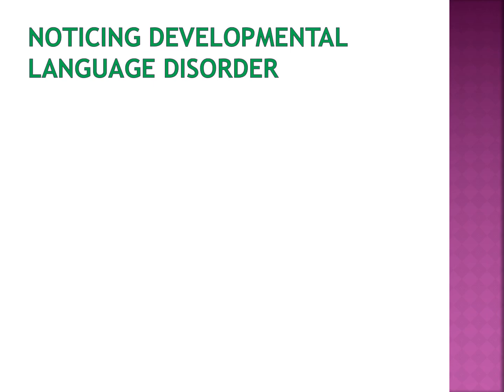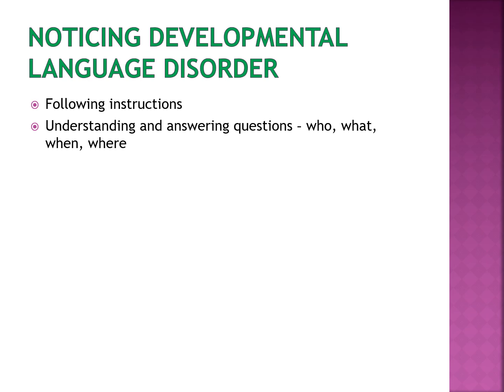Children and young people with DLD may find it difficult to follow instructions, especially if they are long or contain complex vocabulary. They may struggle to understand and answer questions who, what, when, where, and the more complex forms why and how. They will certainly experience difficulty with vocabulary, remembering words, recalling words, understanding them, and using them in the correct context.